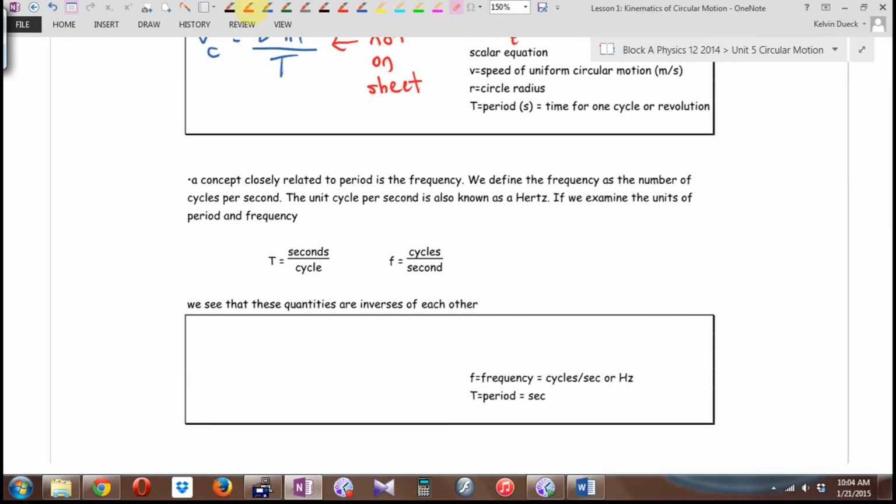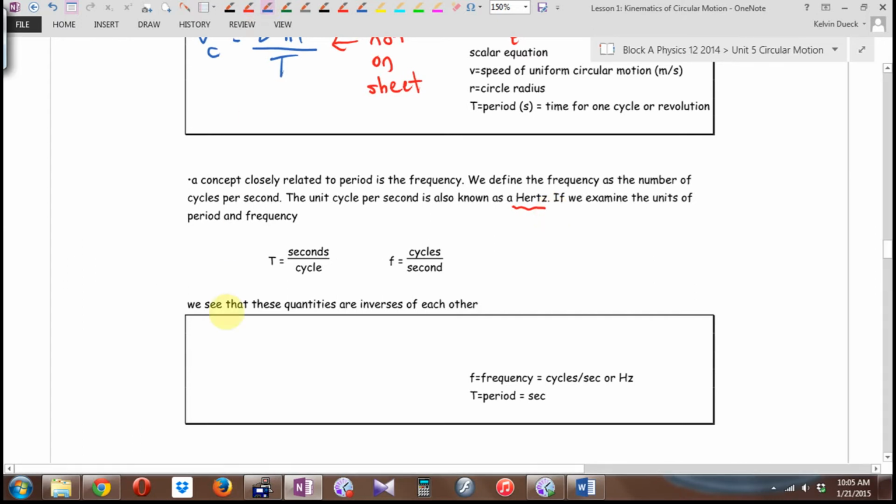Another concept closely related to period is the frequency. The frequency is the number of cycles per second. Period is the number of seconds per cycle. Frequency is the number of cycles per second. Period is the number of seconds per cycle. They're reciprocals of each other. The unit, cycle per second, is also known as a hertz. So again, period is measured in seconds. Frequency is measured in hertz. We see they're inverses of each other.